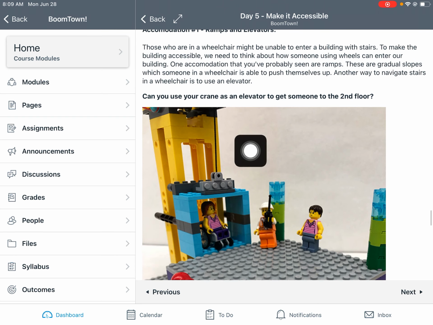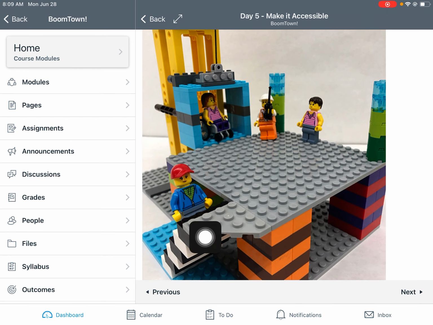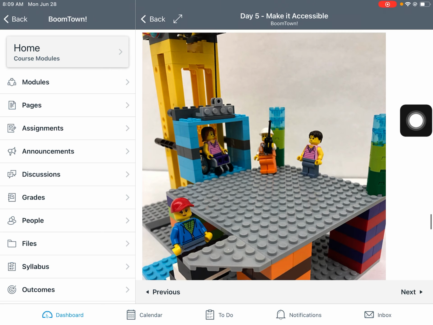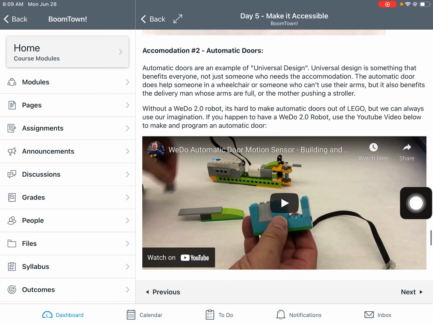One thing you can do with Lego is use the crane and the elevator. So maybe we've got a staircase, but then we also have this elevator as well. So I would like to see some incorporation, maybe of an elevator in some kind of design today.